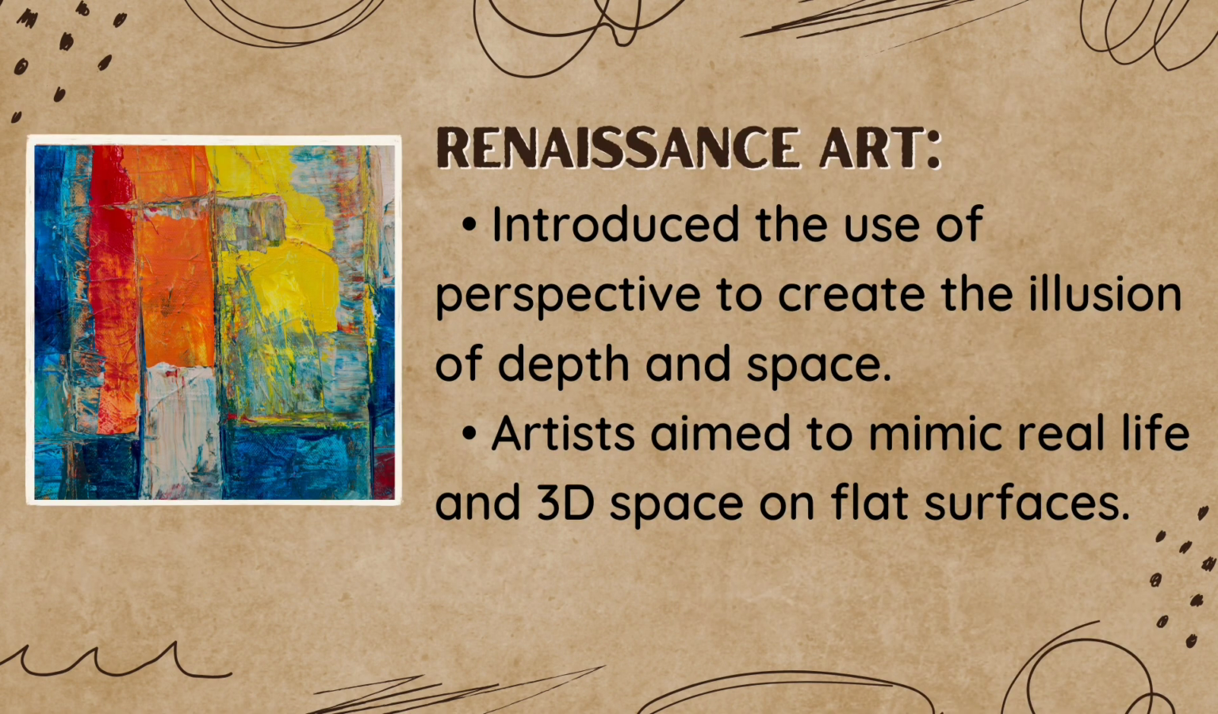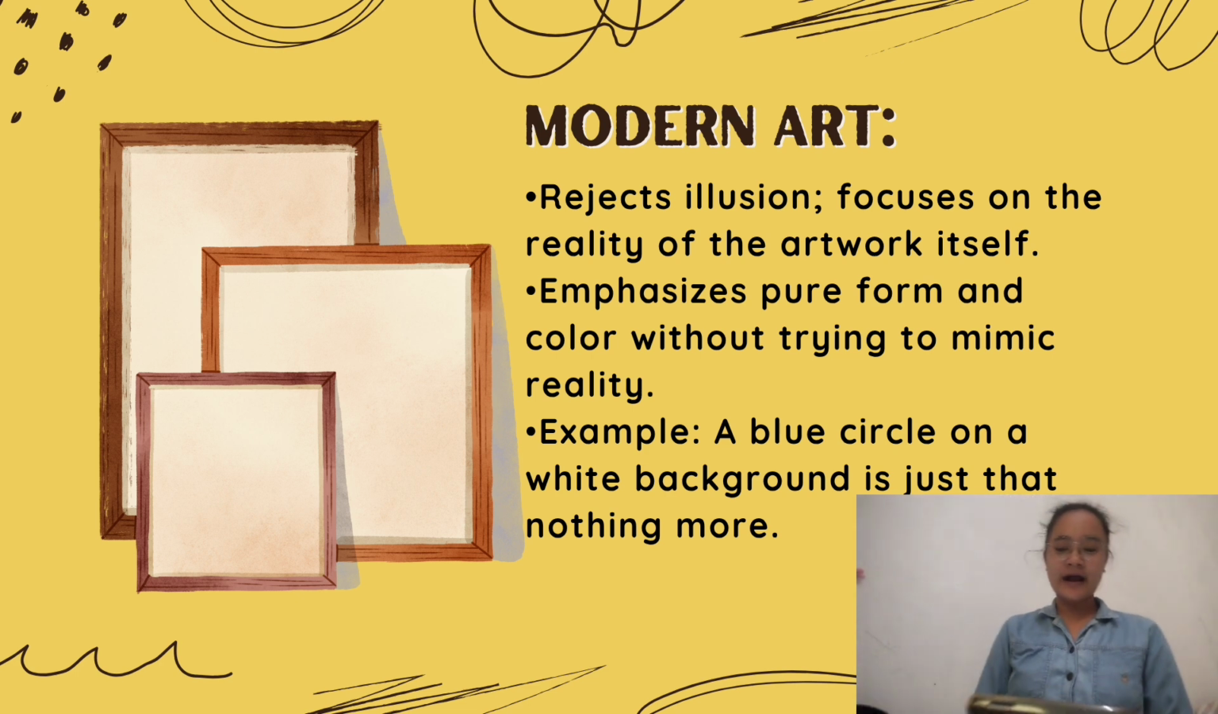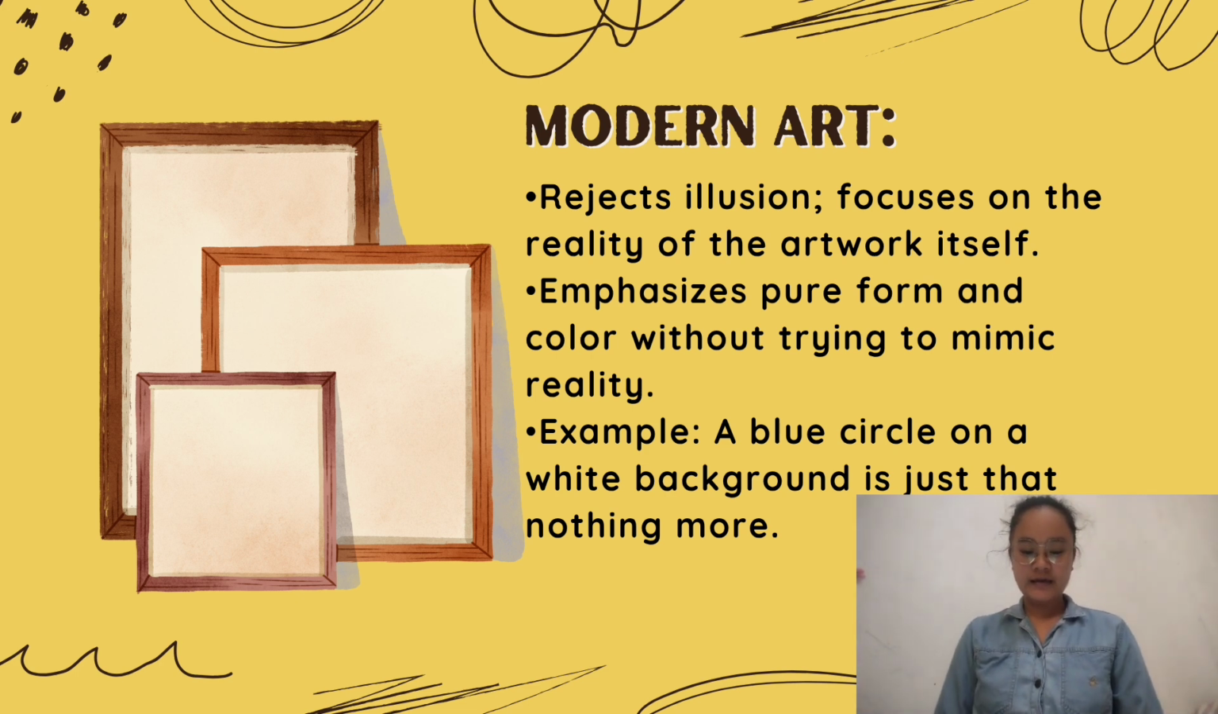Renaissance art introduced the use of perspective to create the illusion of depth and space. Artists aim to mimic real life and 3D space on a flat surface. Modern art rejects illusion and focuses on the reality of the artwork itself, emphasizing pure form and color without trying to mimic reality. Example: a blue circle on a white background is just that, nothing more.